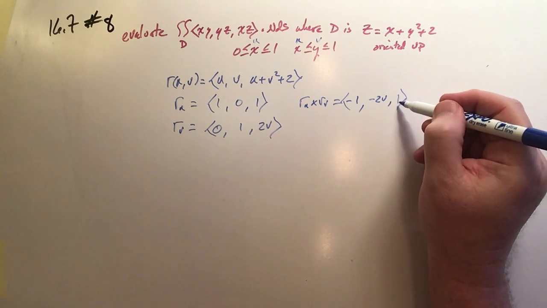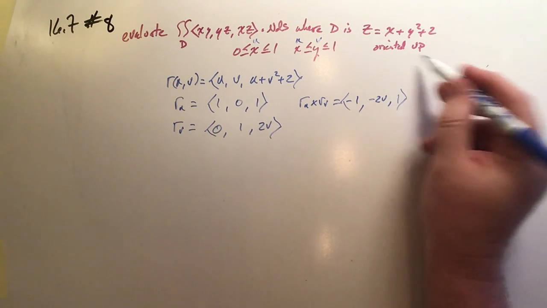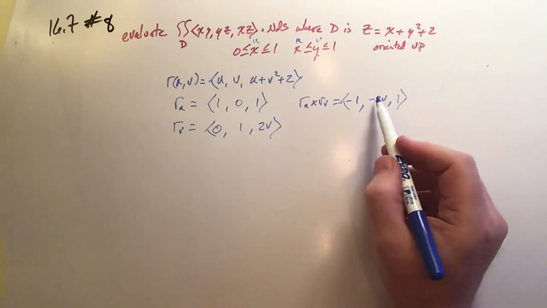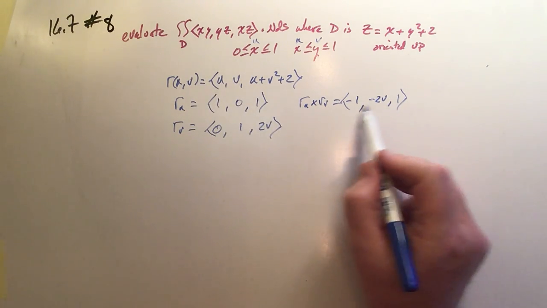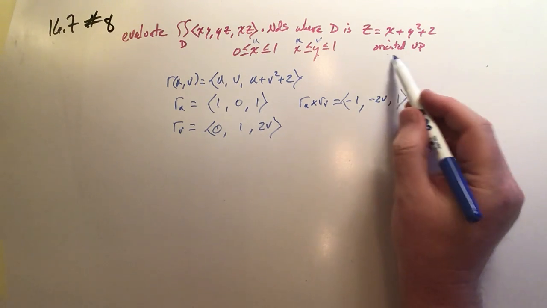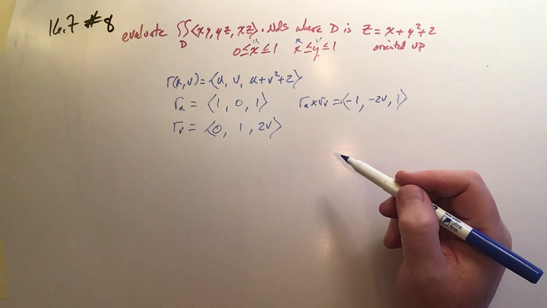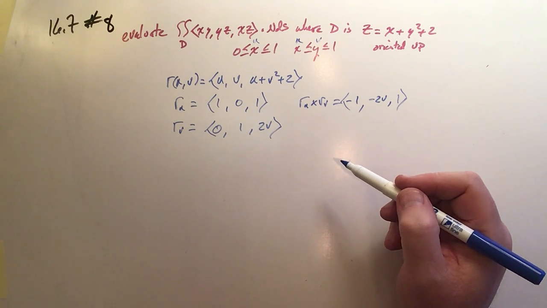Oriented up, we check the z component. It is, so we're in good shape. That means it's measuring this vector field's passage through this surface in the upward direction, and that's exactly the way the surface is oriented. So position-wise, we're in good shape.